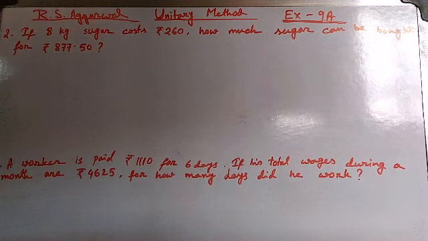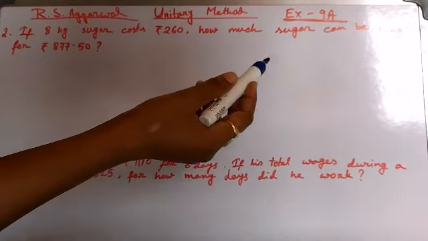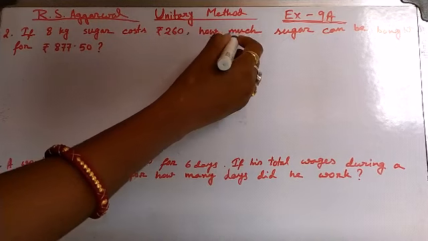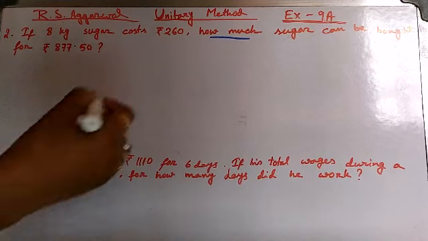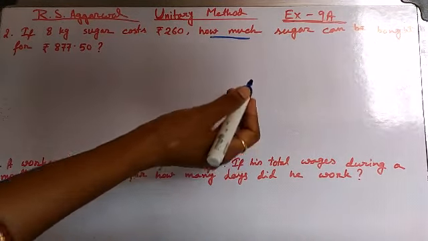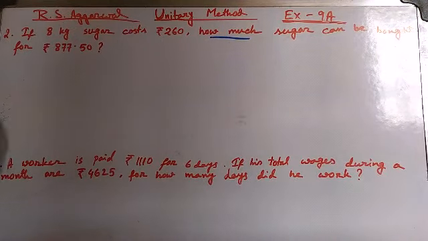Here from exercise 9A, question number 2, I will discuss now. If 8 kg sugar cost rupees 260, how much sugar can be bought for rupees 877.50? So here what to find out? How much sugar, that means amount of sugar we have to find out. So that should be kept in the right side. What should we find out? That will be in the right side. So cost will be in the left side.